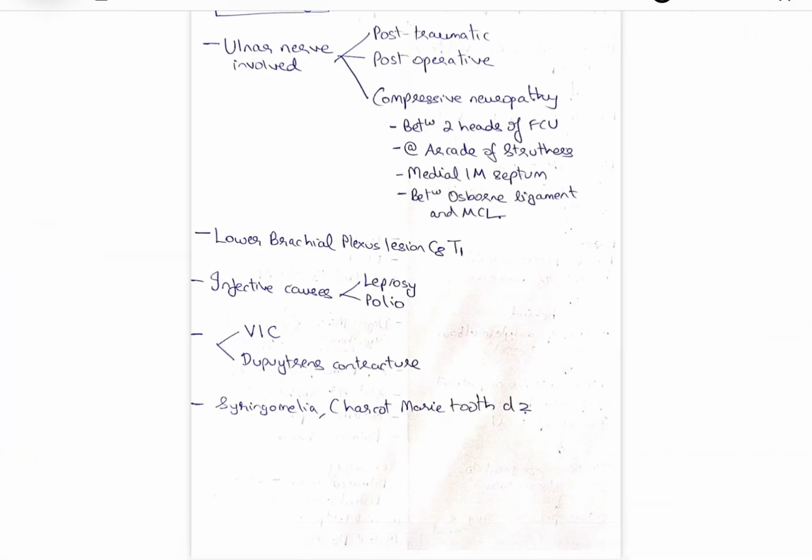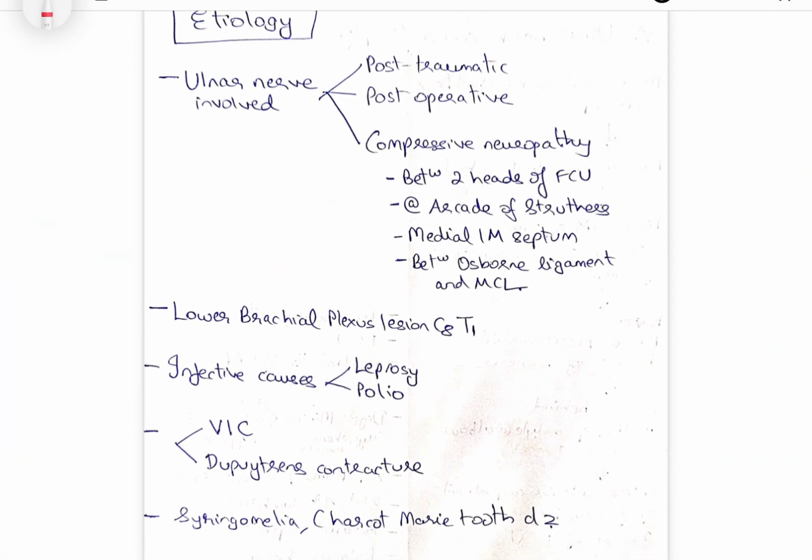So moving further, what are the common etiologies? Okay, so most commonly, the etiologies of ulnar claw hand. First is ulnar nerve involvement. So it could be post-traumatic, it could be post-operative, it could be compressive neuropathy. Okay, so what are the common sites where the ulnar nerve gets compressed? Imagine the previous slide. So most importantly, it gets compressed between the two heads of FCU. Okay, it can also get compressed at the arcade of Struthers.